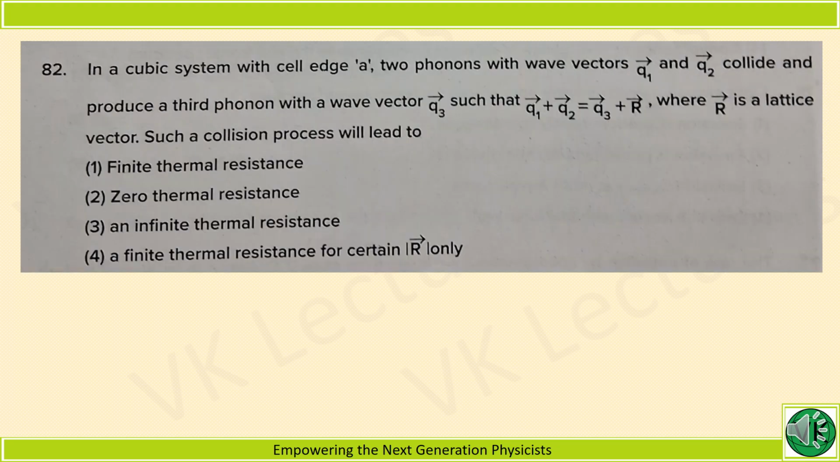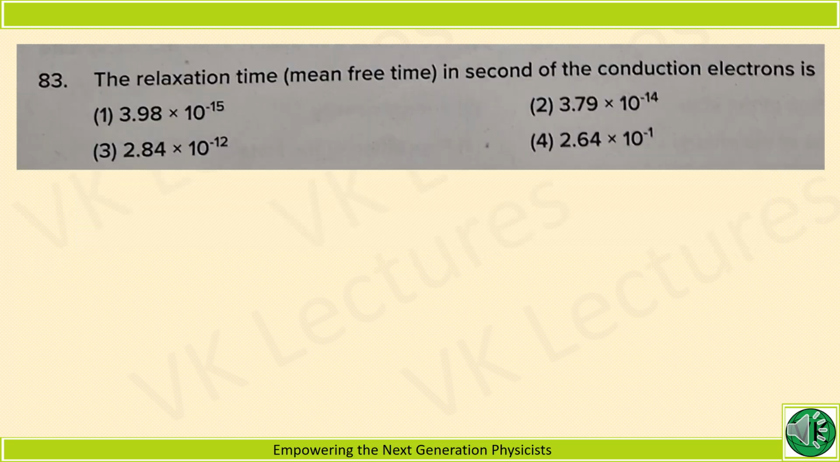In a cubic system with cell edge a, two phonons with wave vector q1, q2 collide and produce a third phonon with wave vector q3 such that q1 plus q2 equal to q3 plus G, where G is a lattice vector. Such collision will lead to finite thermal resistance.